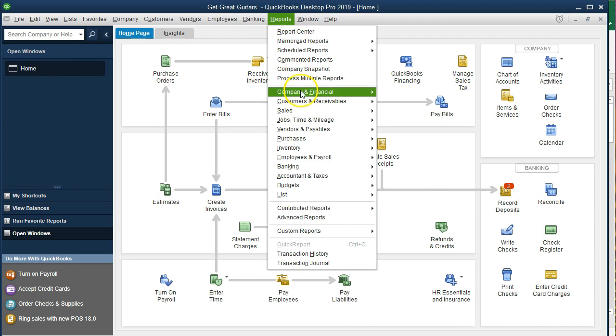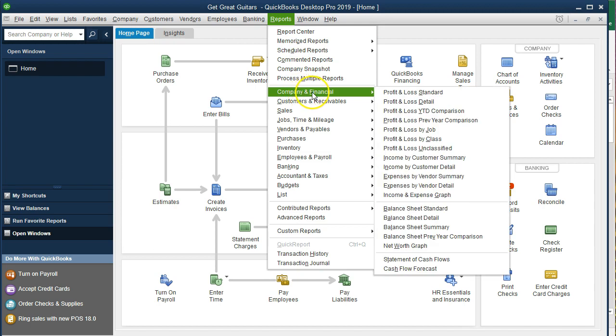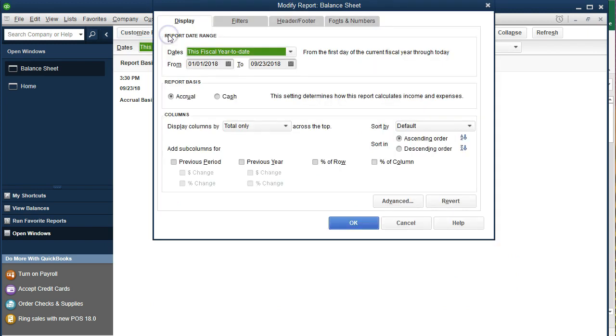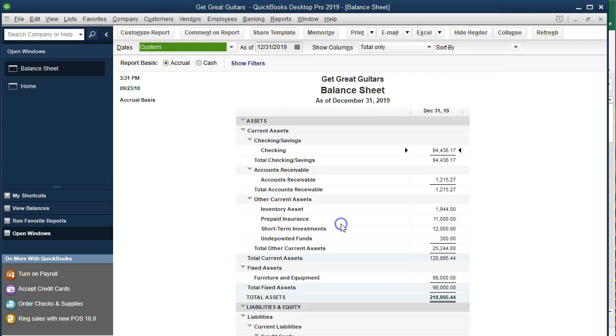We're going to go to the company and financials. We're going to go down to the balance sheet standard. I'm going to change the date range to the periods we are working on. So I'm going to customize the report and change the periods from 01/01/19 to 12/31/19. And we're going to say OK.